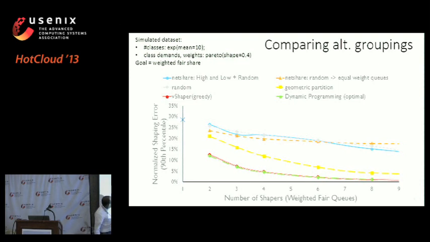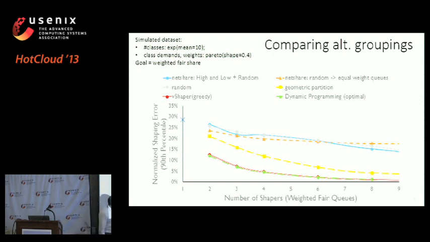These three schemes are from NetShare and Random. They seem about the same. This one's called geometric partitioning. It's a static one that divides on d over w in a geometric axis. And these two are the dynamic partitioning and our algorithm.